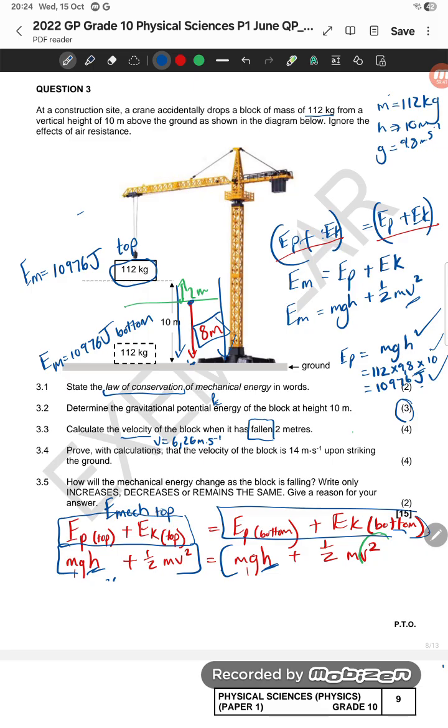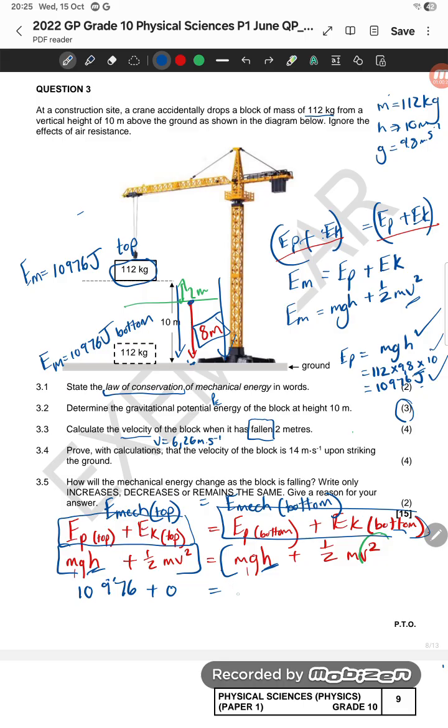Mechanical energy at the top is equal to mechanical energy at the bottom. Now this is the real bottom, and so all I needed to do, the top was still 10,976 plus 0 is equal to, at the bottom. What I mean by the bottom is upon striking, just in this millisecond before it stops completely, because otherwise this will be 0. So that's what they really mean.